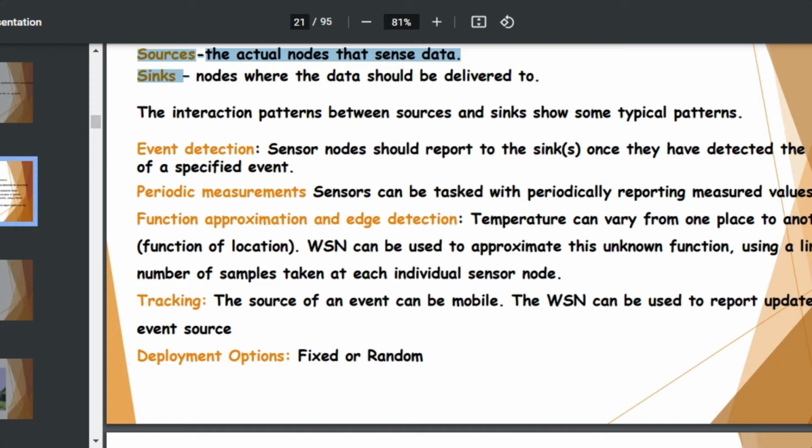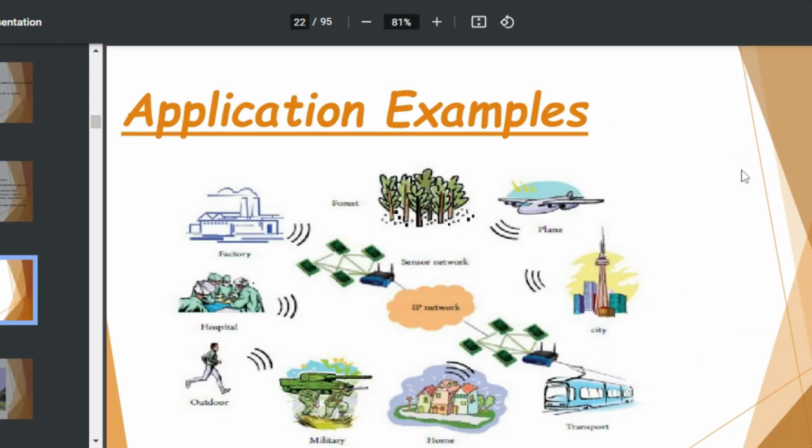The next comes function approximation and edge detection. We know that the temperature will be varying from one place to another, so we have to take the required number of samples at each individual sensor node, and then we have to take care of the tracking, whether we are getting a proper update on that. And the next one is going to be the deployment. It can be either a fixed one or a random one.